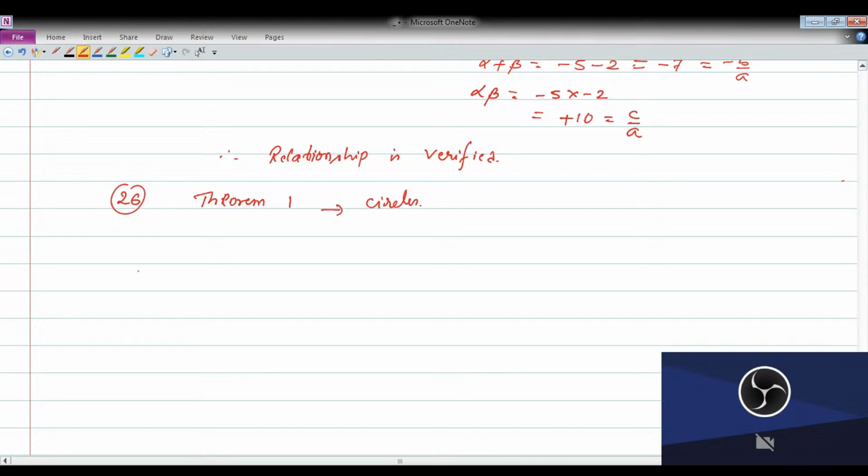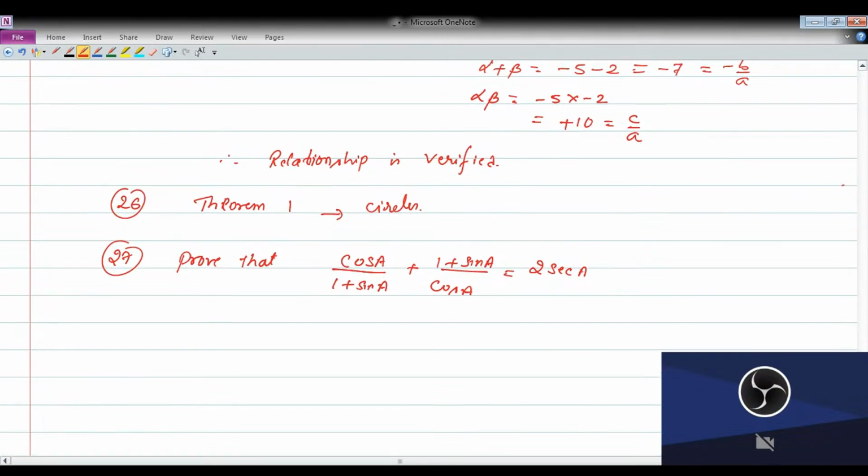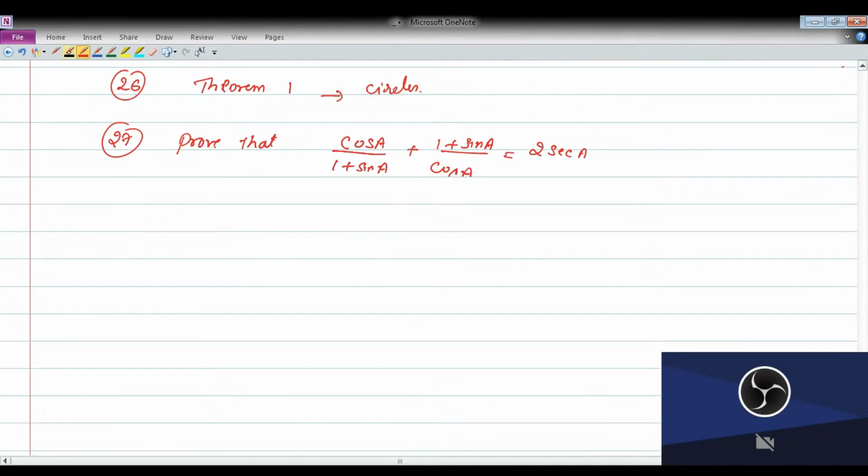So now I'm going to take a very important one, that is question number 27 from the chapter trigonometry. So what I have to prove here, the given question is, prove that, and options are given here. So the first one is cos a divided by 1 plus sin a plus 1 plus sin a divided by cos a is equal to 2 times secant a. There is an internal choice for this question. First we'll prove this and then go for the next one. Let us take the proof of this.